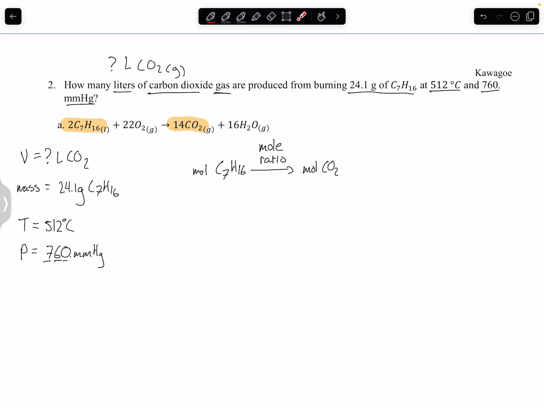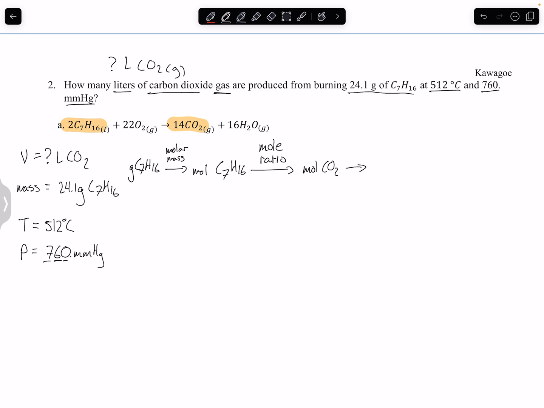How do I know which side those go on? Moles of CO2 needs to be on the right side here, right? That's what we're going to, because that's what the question's asking for. It's asking about CO2, so we'll have to find that. That means we can use the mass of C7H16. If we know the mass, we can use molar mass to convert that back over. So this will be 24.1 grams of C7H16. Using the molar mass, we can convert that to moles.